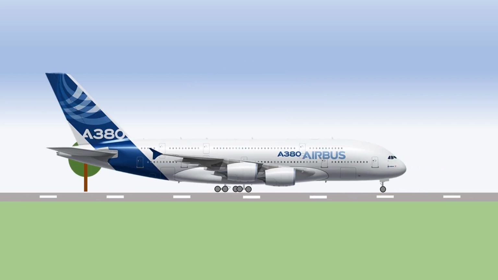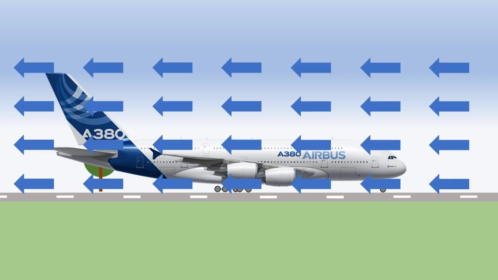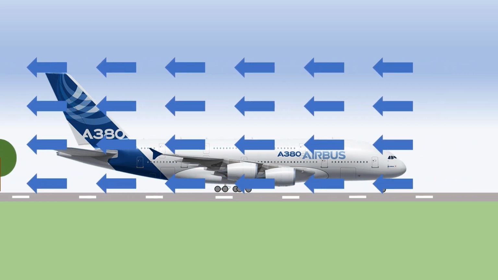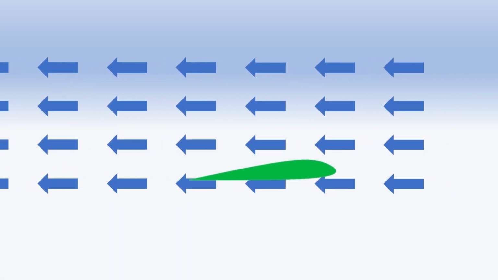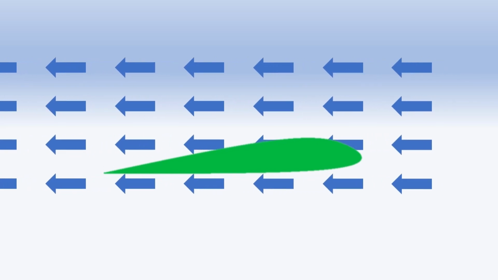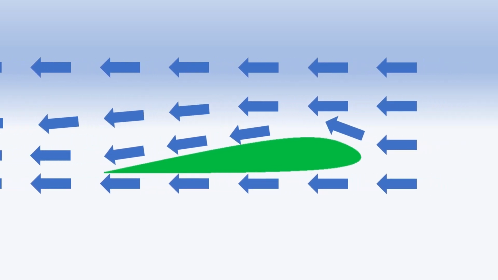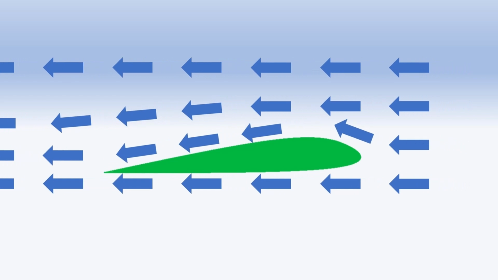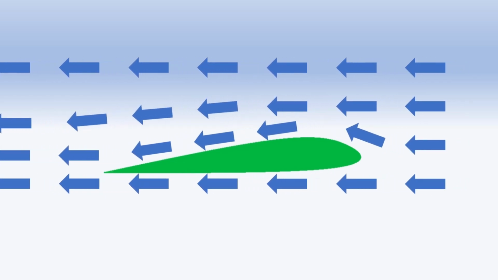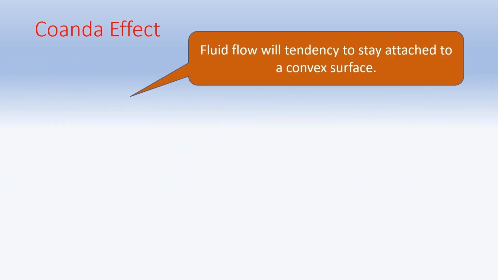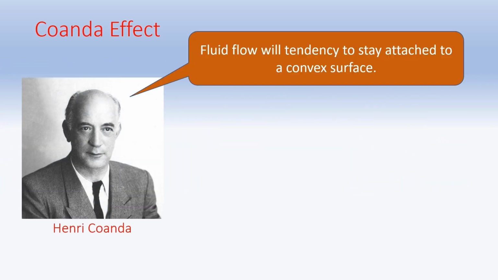When the aircraft moves forward, the wind stream moves in this direction. And the same goes for the wing. As you can see, the airflow follows the shape of the wing. This is due to the Coanda effect. The Coanda effect, described by Henri Coanda in 1932, states that fluids, meaning water or any gas, tend to follow the shape of a surface.